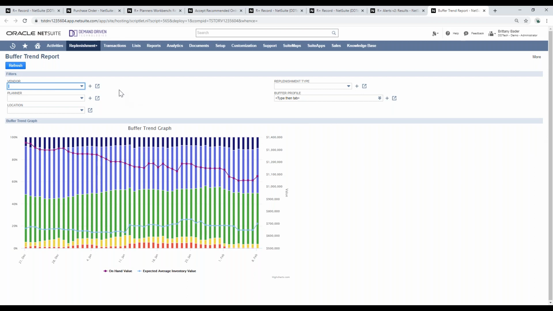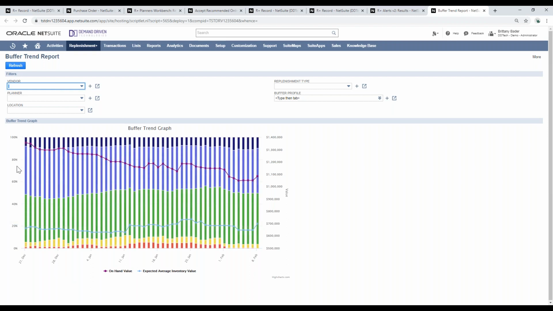I can filter on vendors, planners, certain locations if I wanted to drill down and get a little bit more detail. But what I'm seeing on this graph is that it's a 2-axis graph. So on the left here, I have the distribution of parts based off of where they are and where that net flow is in relation to the buffer.